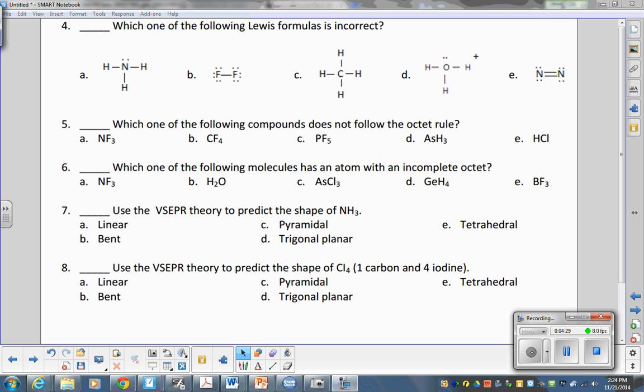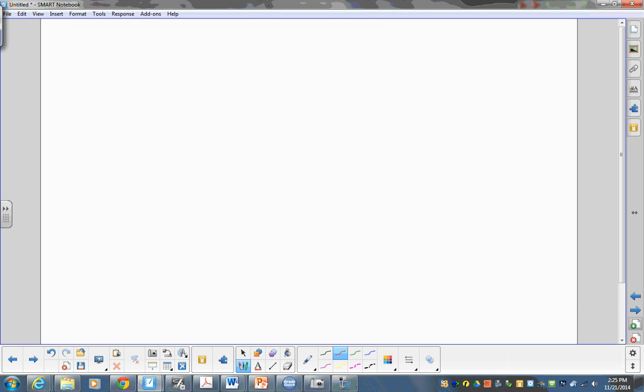Which of the following compounds does not follow the octet rule? You have to know the exceptions. When you know the exceptions, you would know phosphorus has 5 atoms around it. C would be the correct answer based on that, so be aware of those. Which of the following has a molecule with an incomplete octet? Again, it goes to the exceptions that you have to be aware of. Here they are. Boron, unless it's an ion, very rare, bonds on 3 sides.